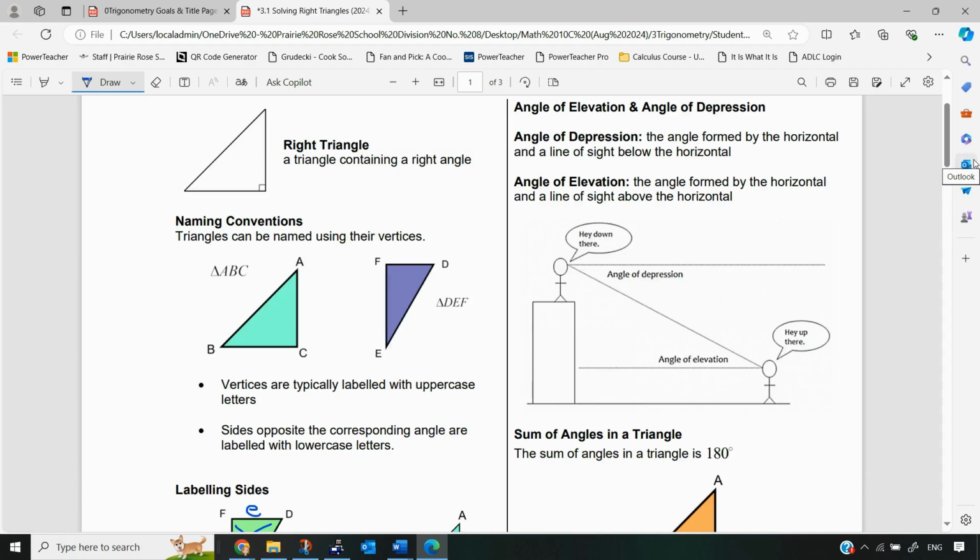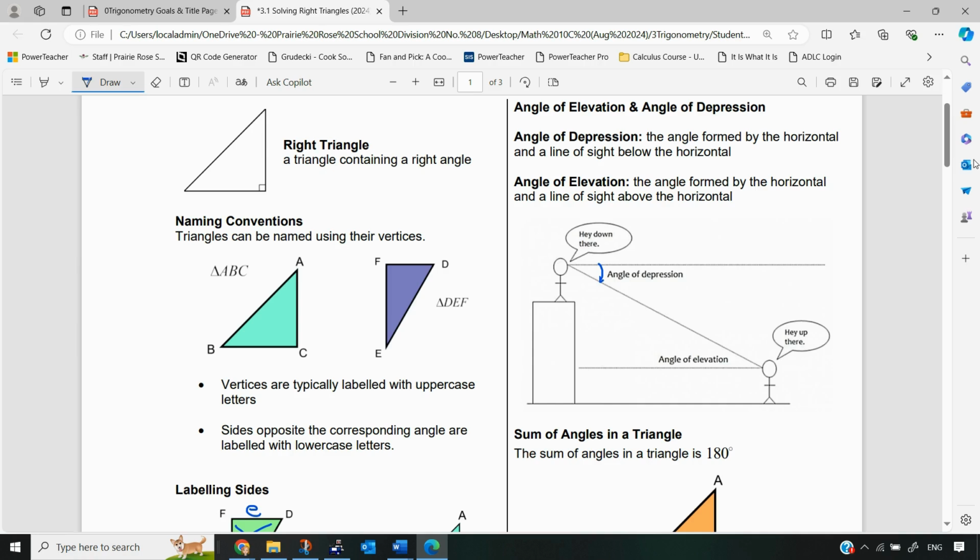Now later in this unit, when we start working with word problems, you're going to see angle of elevation and angle of depression used quite frequently. It's important that you understand the difference between the two. So angle of depression is the angle formed between the horizontal and our line of sight. I think about it as looking straight out, and as I look down or as I depress my eyes, that would be my angle of depression.